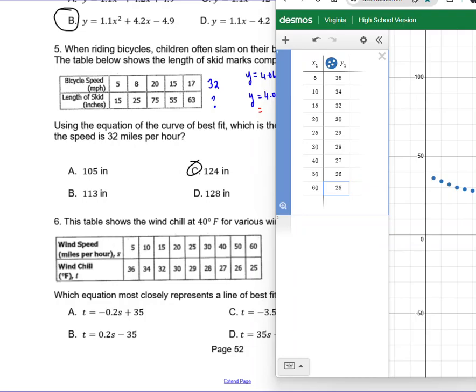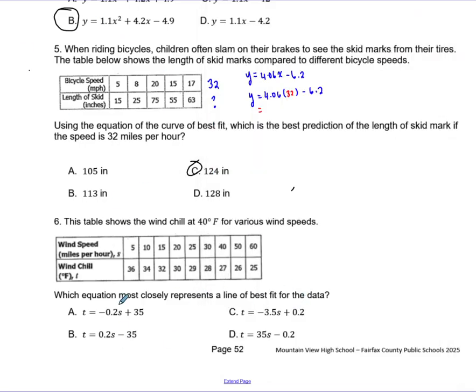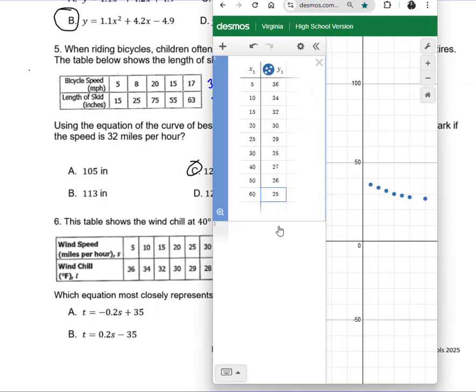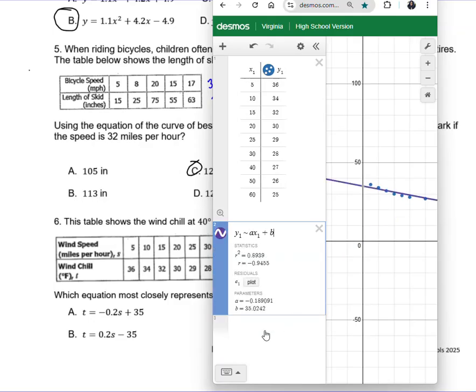All right, I put the table in, and I think this is a quadratic. I kind of see it, maybe the trend going down and then maybe going up. I'll go ahead and do a quadratic. But then I look on my answer choices, I don't see any quadratic because I don't see a square. So never mind, I'll do a linear then. So this is y1 regressed against ax1 plus b. And it's going to be negative 0.12 and then plus 35.